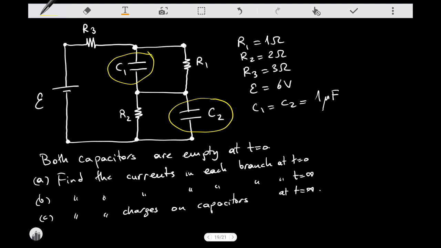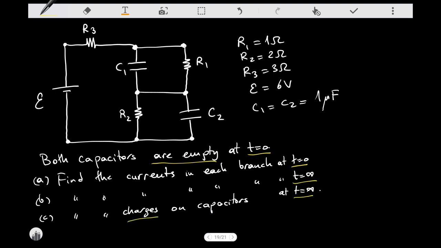But we can say something about the physics of what's going on at specific times, right? The question is something like that. The initial conditions are given at time t equals 0. Both capacitors are empty. They don't have any charges. And we would like to find the currents in each branch at time t equals 0. And also we would like to see what happens in terms of the currents and the charges at time t equals infinity, right? This is the question.